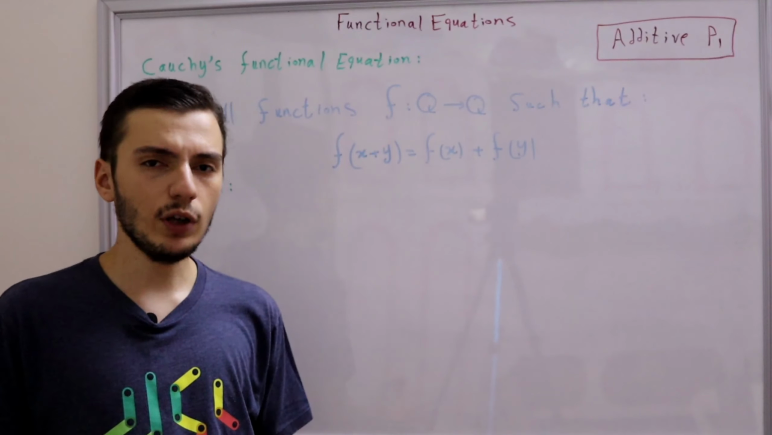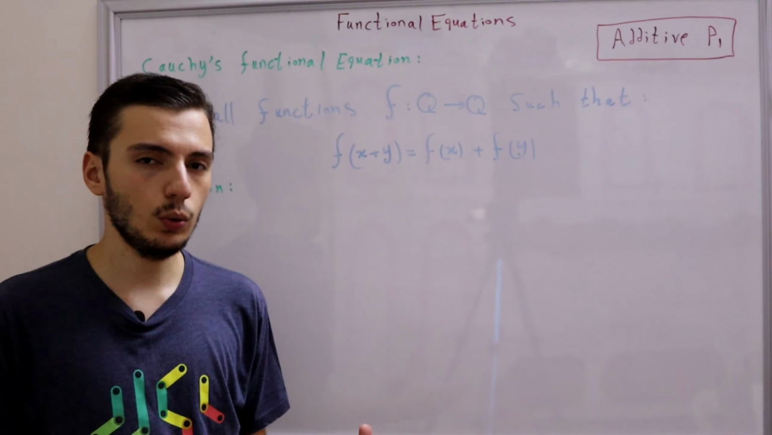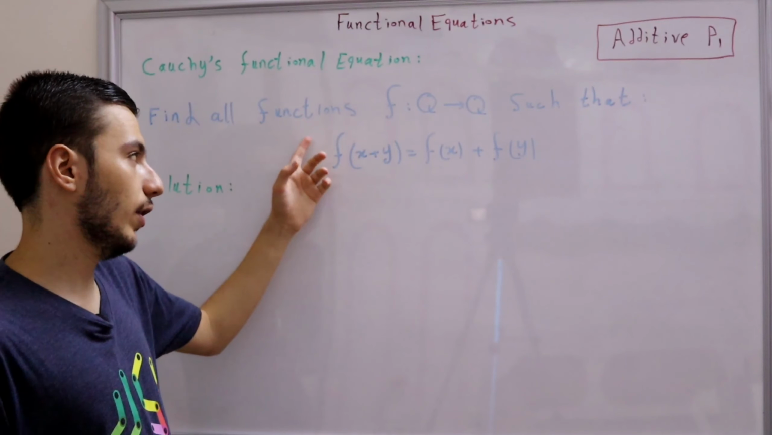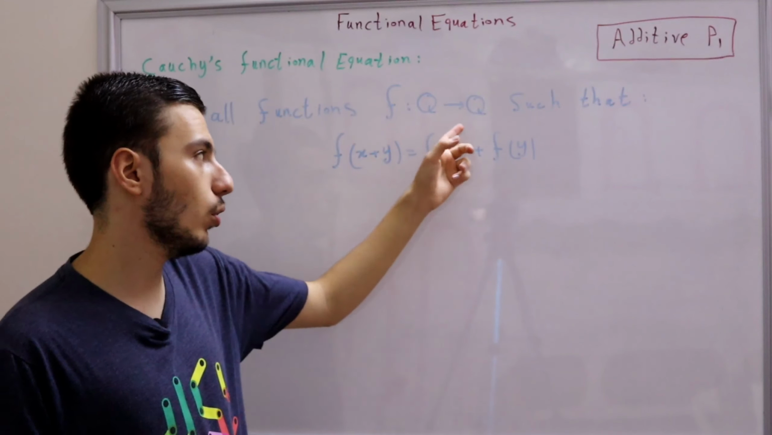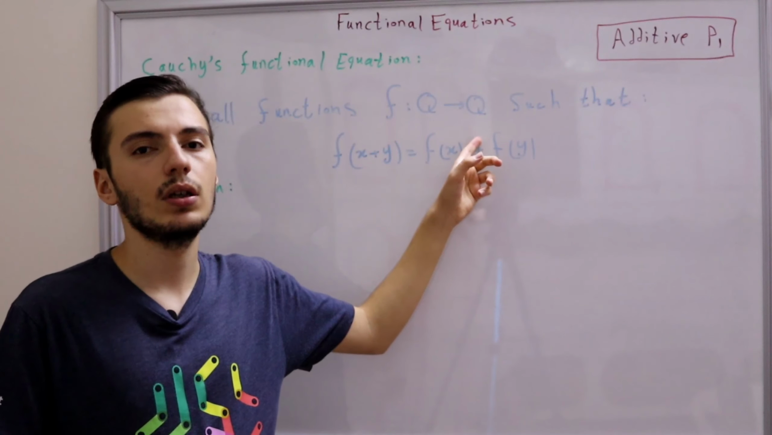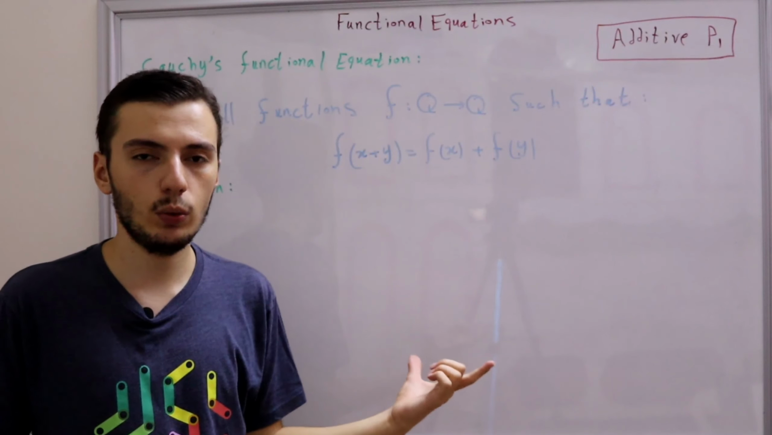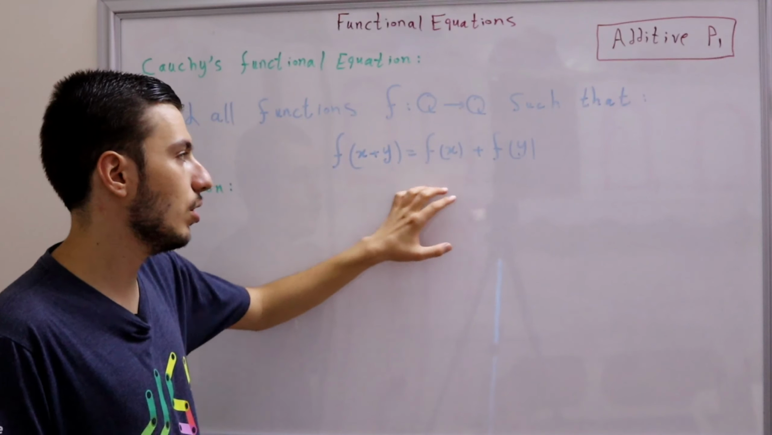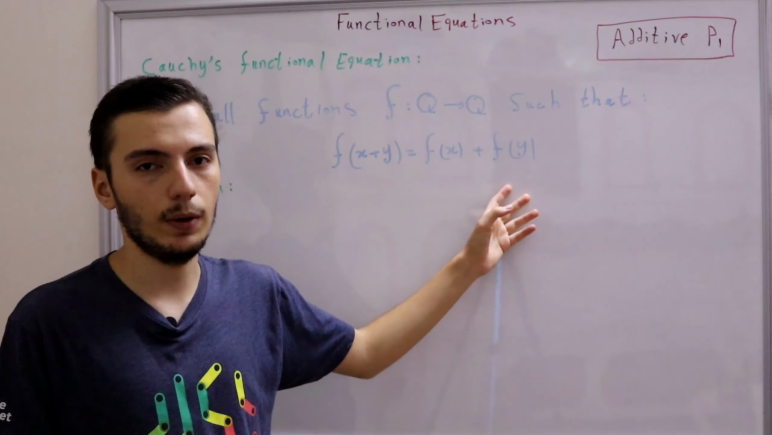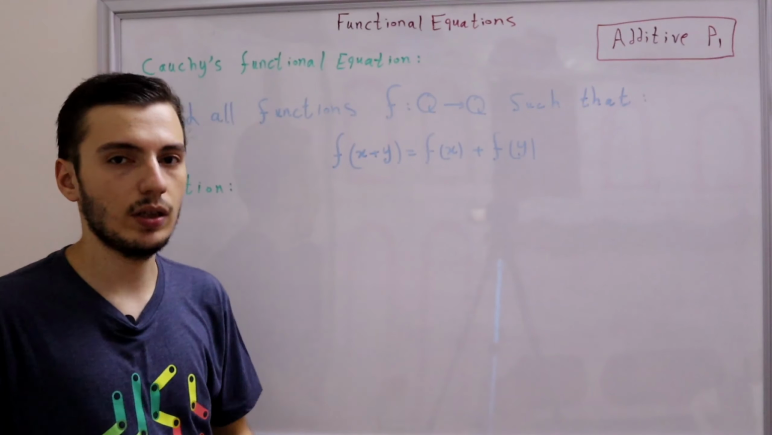Okay, so the functional equation that we'll be discussing today is the following. Find all functions f from Q to Q, that is from rational numbers to rational numbers, such that we have the following simple functional equation: f of x plus y is equal to f of x plus f of y. Okay, and we need to solve this.